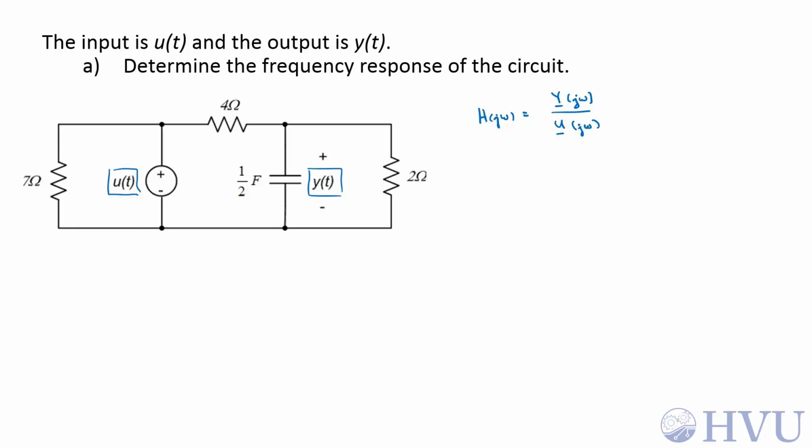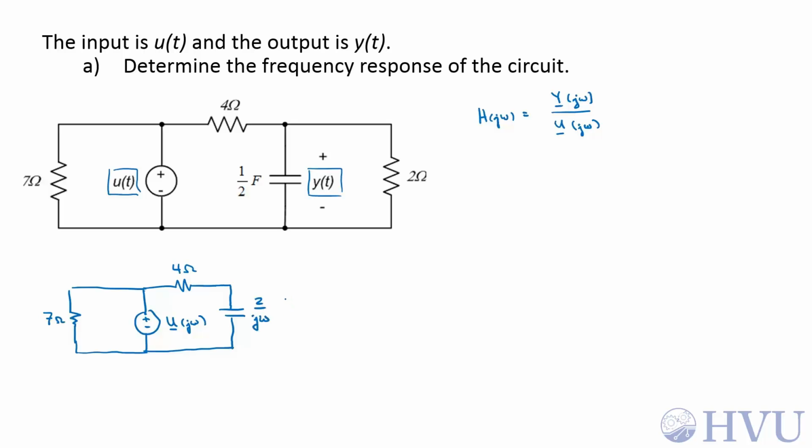So let's convert this circuit to the frequency domain to start out with. Our 7 ohm resistor's impedance is 7 ohms. This voltage source becomes a phasor U as a function of omega. The 4 ohm resistor has 4 ohms of impedance. The capacitor has an impedance of 1 over jωC, which is going to be 2 over jω. And the voltage phasor Y(jω) is our output across the capacitor. And finally, this 2 ohm resistor.